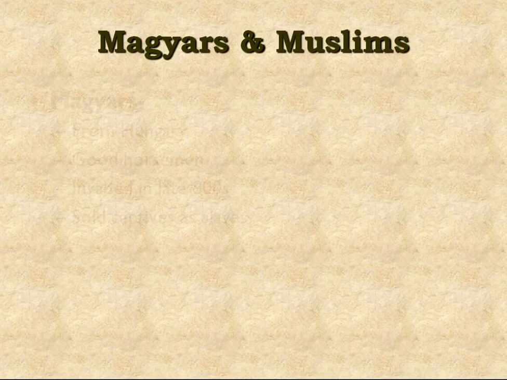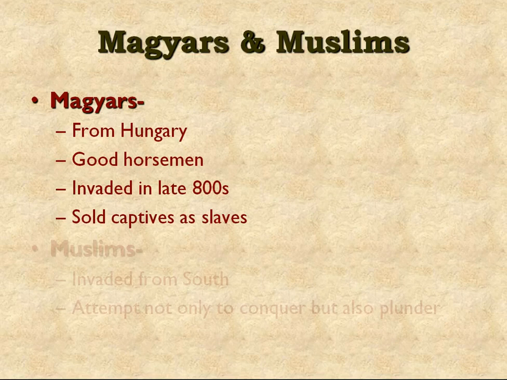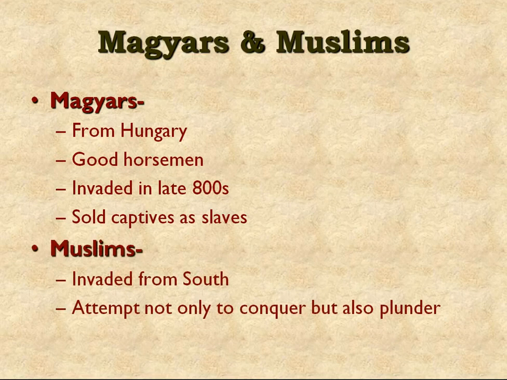The second and third groups were the Magyars and the Muslims. The Magyars are originally from Hungary. That's in East Europe. They are good horsemen, and they started to invade in the late 800s. They sold many of their captives as slaves. They're very similar to the Mongols. And then the Muslims we have invading from the south. Remember, by this point in time, the Muslims had started to move across northern Africa, and they're making their way into Spain. And so their goal is to not only conquer, but also to plunder. They're out to take over and destroy and to get as much from the places that they conquer as possible.